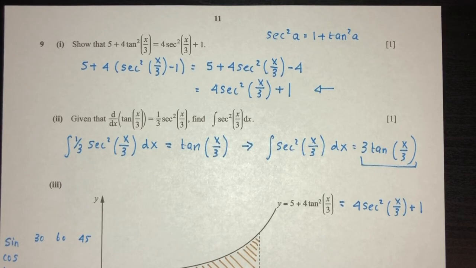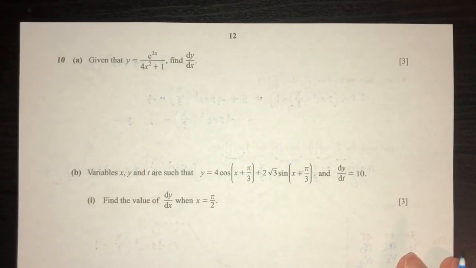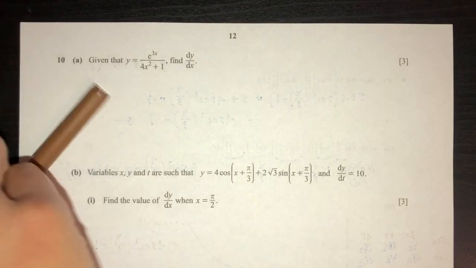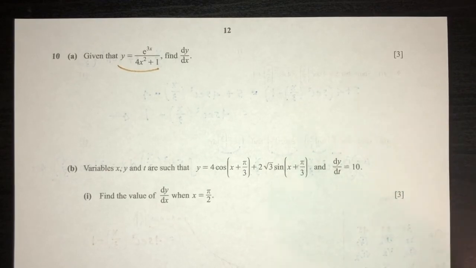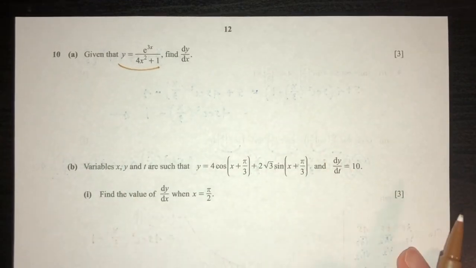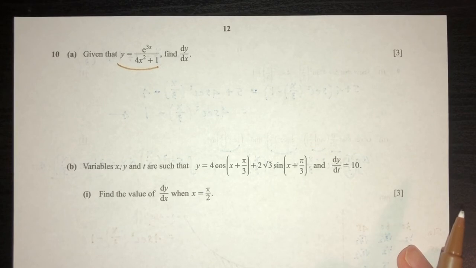And that's it, I think. Now let's move on to question number 10. Given that y is equal to this value right here, find dy by dx. So how can you find dy by dx? As you can see, it is a fraction. You have to use your quotient rule.